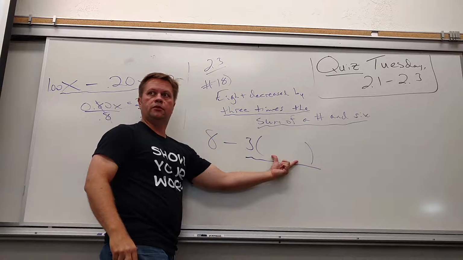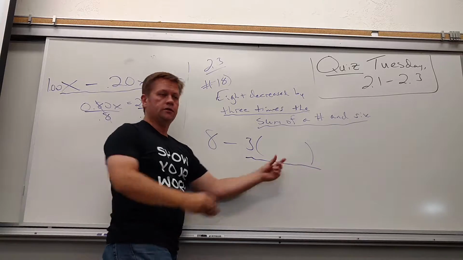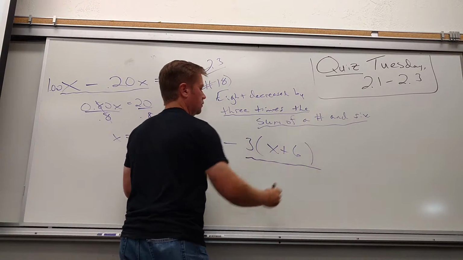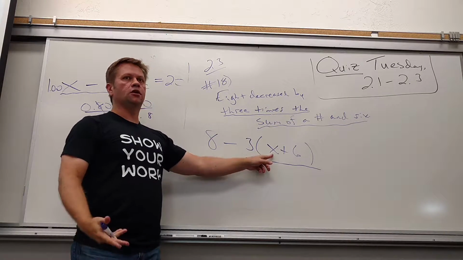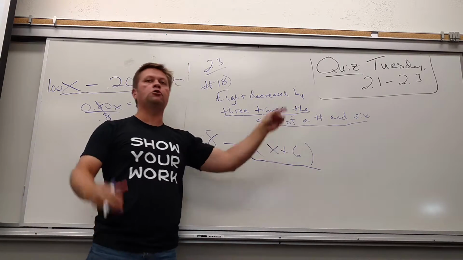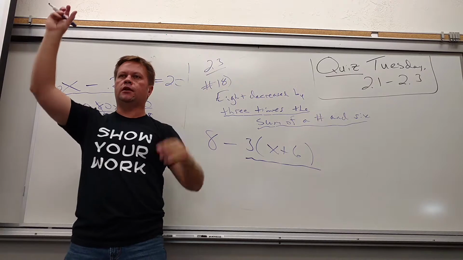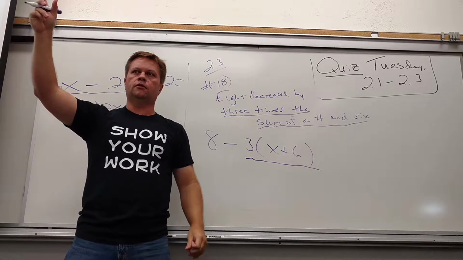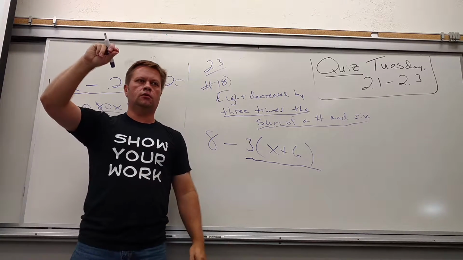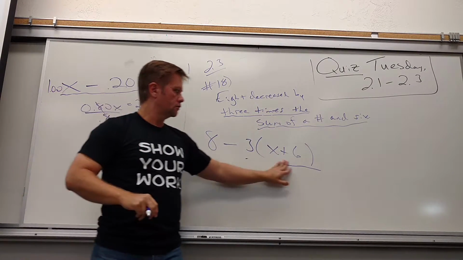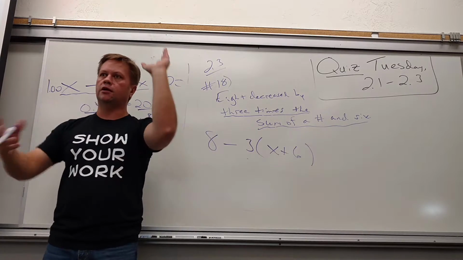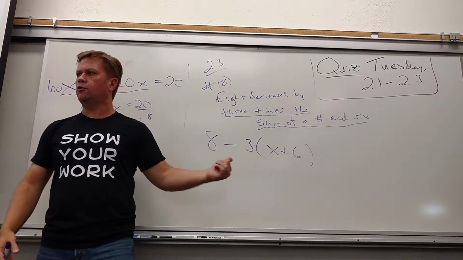So what's the sum of a number and 6? X plus 6. Because what's 3 multiplying? Is 3 multiplying just the x? No. It says 3 times the sum. I need the sum first, and then I can multiply the whole thing by 3. And then you can simplify this, right? How would you simplify this? Distribute, and then get your like terms together, you're done. You can't solve it, there's no equation.